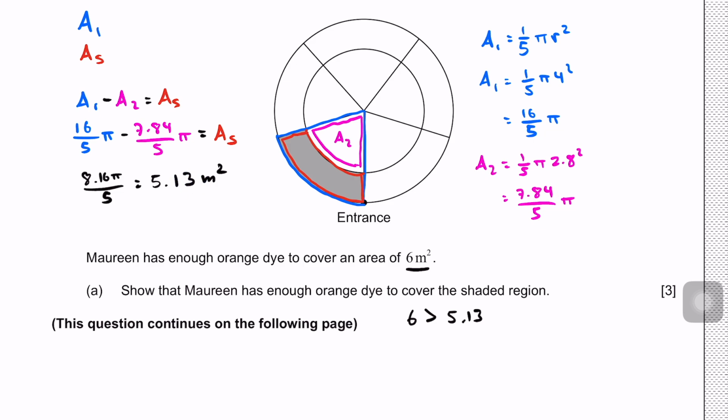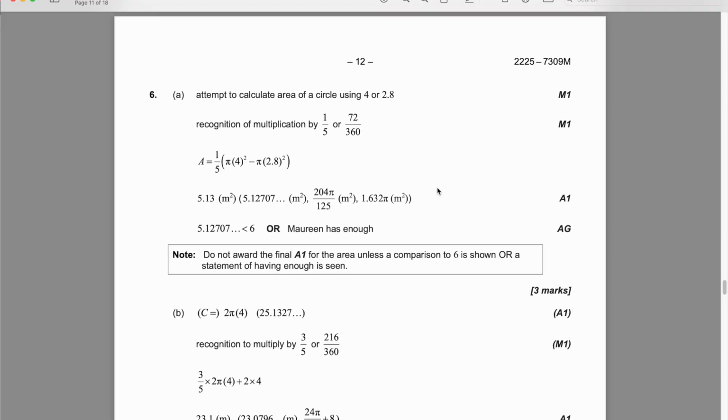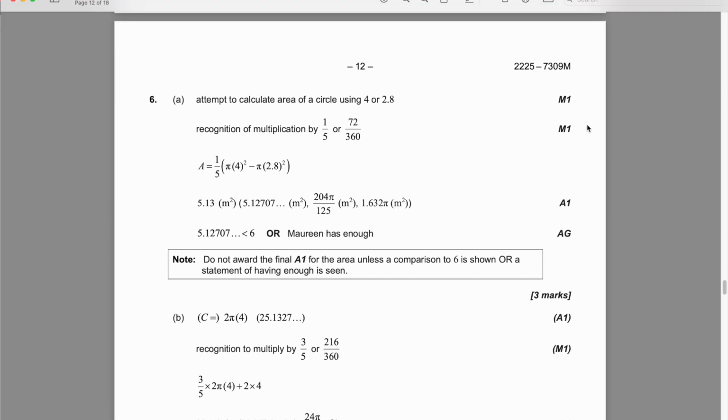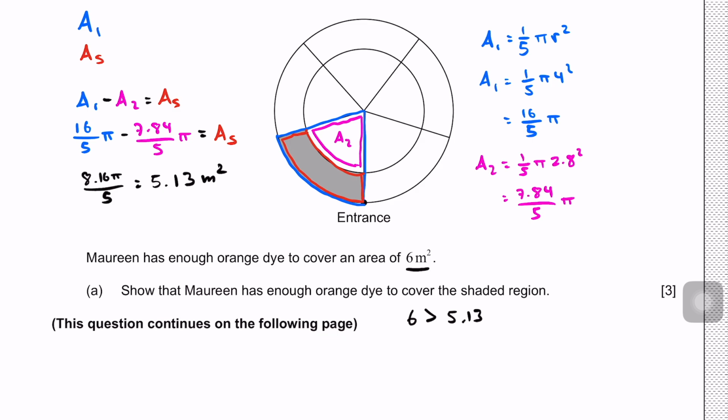Okay, let's go on. Actually, let's look at the mark scheme. Sometimes it's helpful. Here we are. M1: attempt to calculate area of a circle using 4, 2.7, recognition of multiplication. So we're having a 1/5, and then a calculation showing that 5.127 is less than 6. Okay. All right, let's go back to the document.